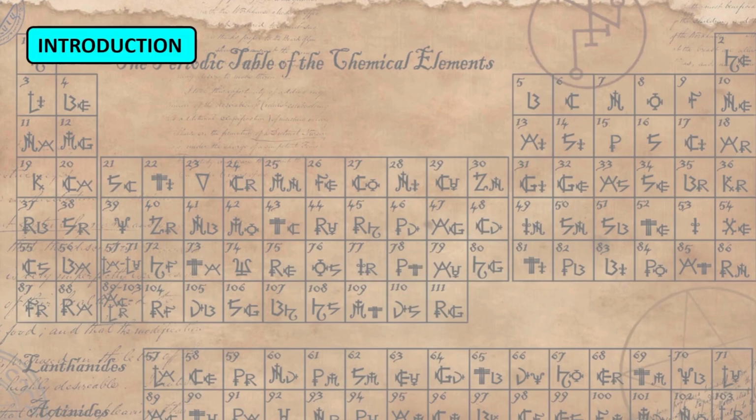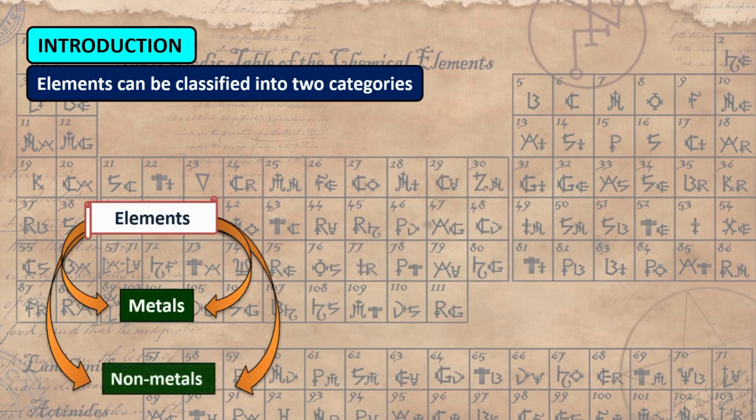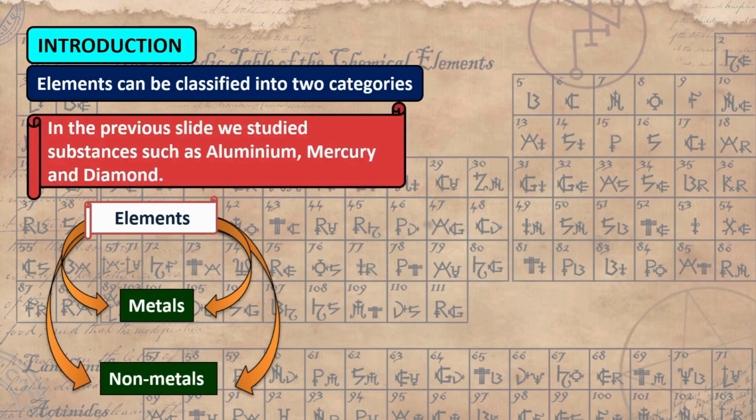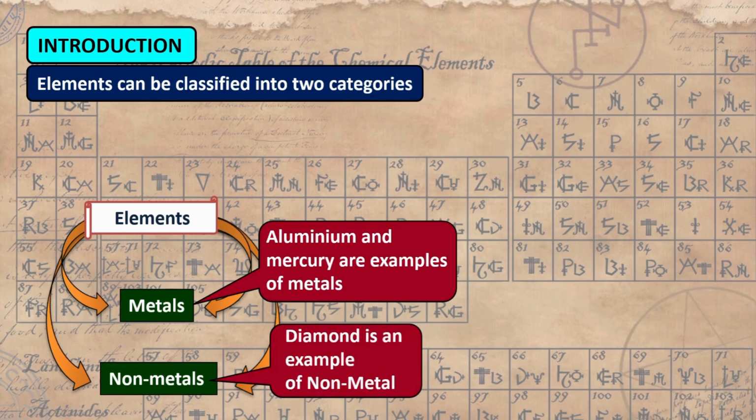Introduction. Elements can be classified into two categories: metals and nonmetals. In the previous slide, we studied substances such as aluminium, mercury, and diamond. Aluminium and mercury are examples of metals. Diamond is an example of nonmetal.